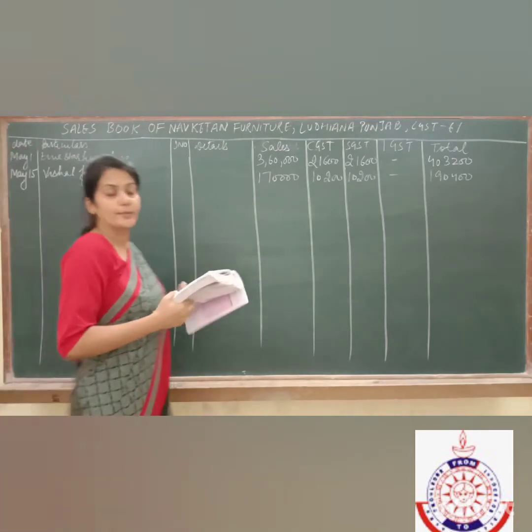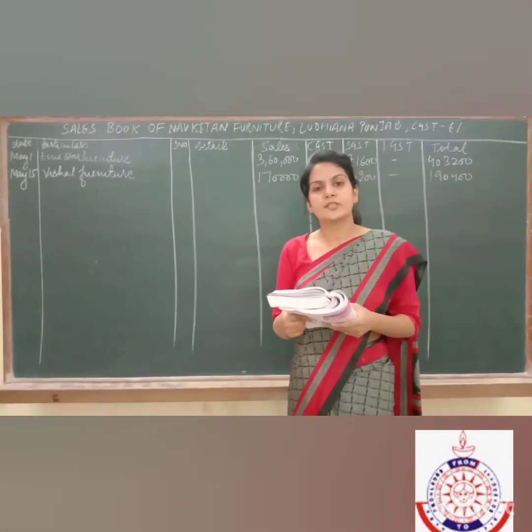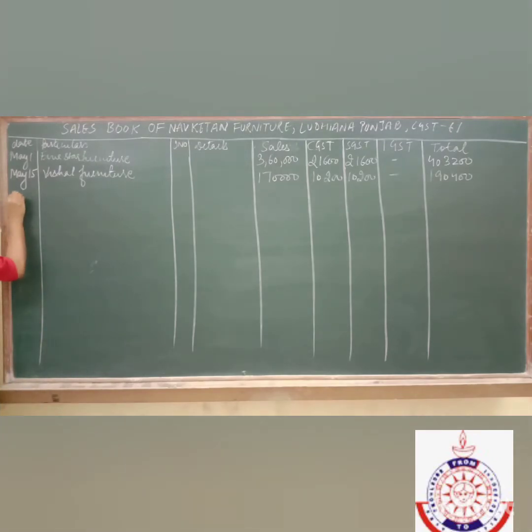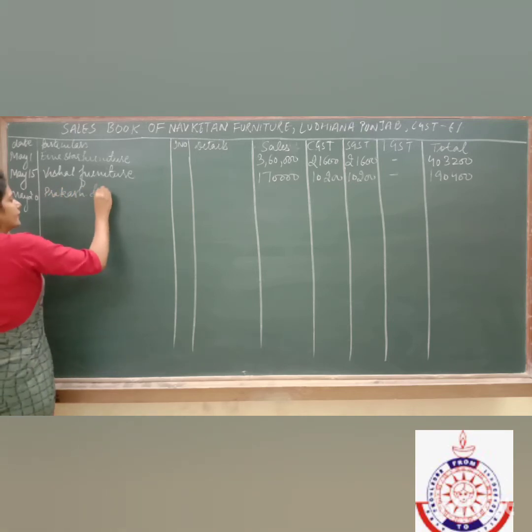Now read the third one. Third is sold goods to Prakash Furniture House, New Delhi. Now I am selling goods to Prakash Furniture House on May 20. So write the date and the name of the seller, Prakash Furniture.